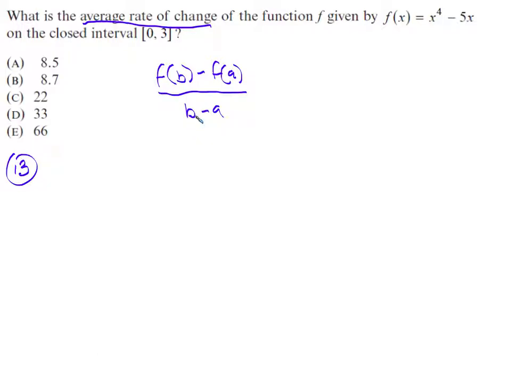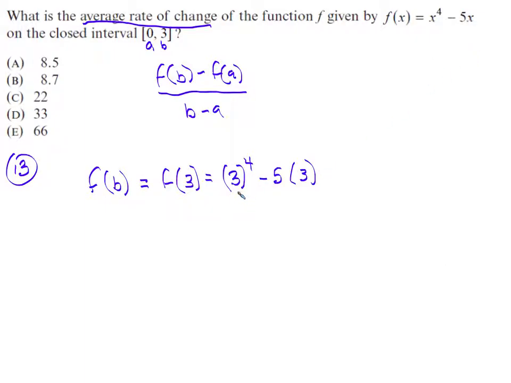So what are a and b in this case? Well, it's the start and end of the interval. So a is 0, b is 3. I don't know what f of b is until I plug that in. So f of b means I'm plugging 3 in for x. F of b is the same thing as f of 3, and that means I'm plugging in 3 to all of these values. So here I go: 3 to the power of 4 minus 5 times 3.